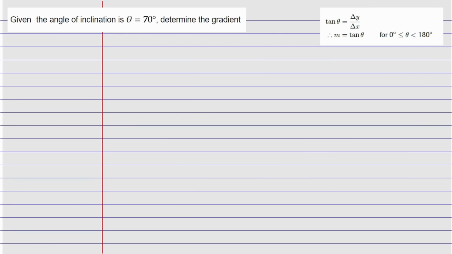Now let's say they gave you the angle of inclination and they want the gradient. We still use the same relationship. Since our angle is less than 90, an acute angle, we need to make sure that our gradient is positive. So m is equal to tan theta. We are given theta and we're looking for the gradient, which is m. So it's going to be tan of 70 degrees. Therefore, m is equal to tan 70, which is equal to what?